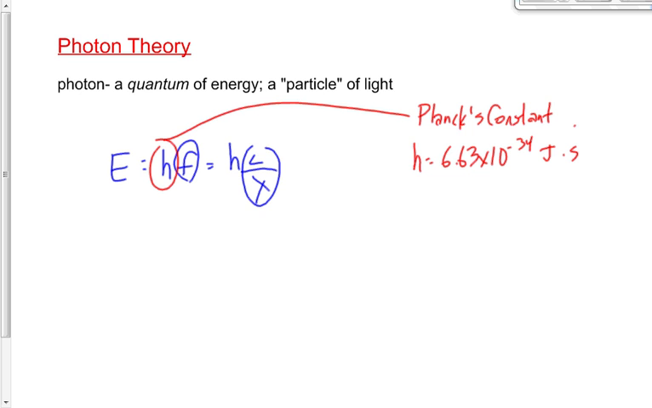Or, how can you have an "or" when you're talking about a constant? Or 4.14 times 10 to the minus 15 electron volt seconds. How can you have two different values of a constant?